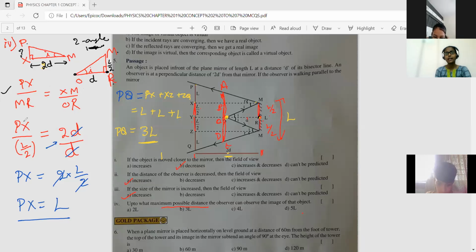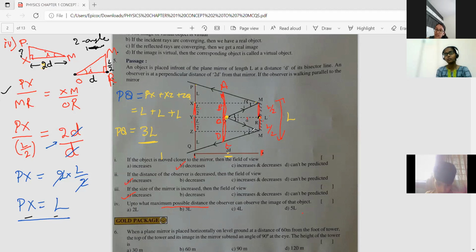So now just write down PX by, in place of MR, what is there? L by 2. You know this distance already, that is half of the length of the mirror. And XM, the distance from the person to the mirror, is 2D. And from O to R, from object to the mirror, the distance is D. So now D and D cancel. And this L by 2 I send to the left-hand side, it becomes 2 into L by 2. So you will get PX is equal to L.